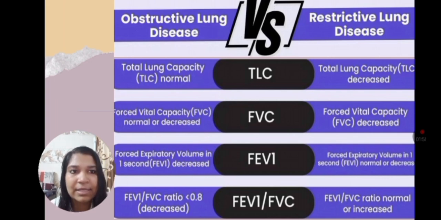And the last is the FEV1/FVC ratio. It is decreased, less than 0.8, in obstructive lung disease, while it is normal or increased in restrictive lung disease.